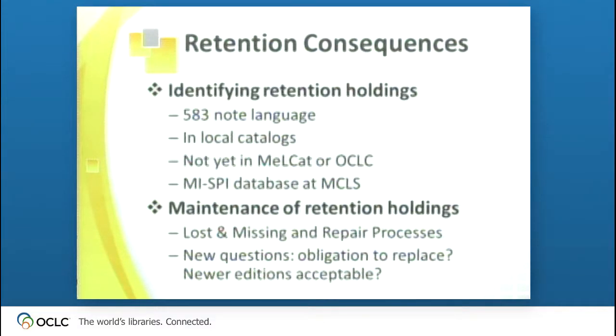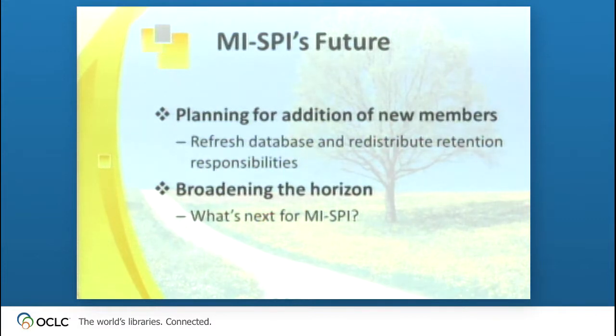Up to this point, we've been dealing with what Rick Lugg likes to refer to as service copies. All of these retention items are still in the circulating collection, and they can come and go. We do have the retention holdings note, and all of those notes are in the local catalogs. We have not yet migrated this information into the statewide union catalog, MELCAT, and we haven't uploaded it into OCLC WorldCat yet. There is a database located at MCLS that we all have access to, and part of our conversation about these items that are lost and missing and can't be repaired has been, how do we put notification into this database and make it an interactive MI-SPI shared information database?